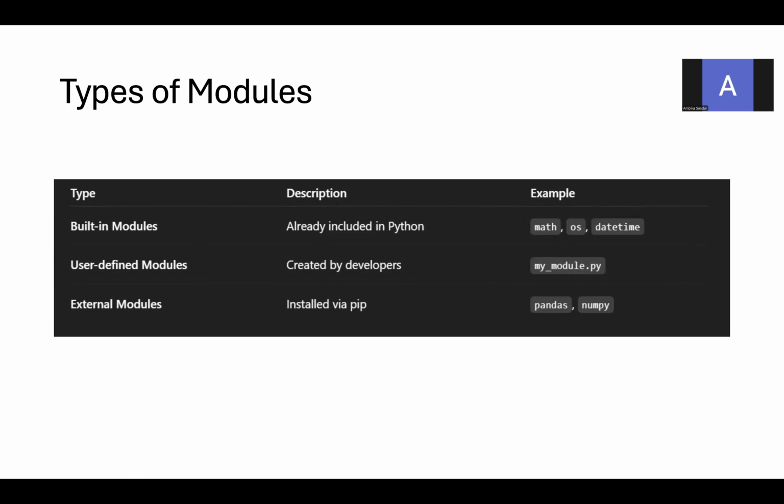What are external modules? They come via pip, for example pandas and numpy. We have to install these modules using the pip command: pip install pandas, pip install numpy. So there are built-in modules provided by the Python libraries, user-defined modules created by us, and external modules which we have to install using the pip command. These are the different types of modules in Python.